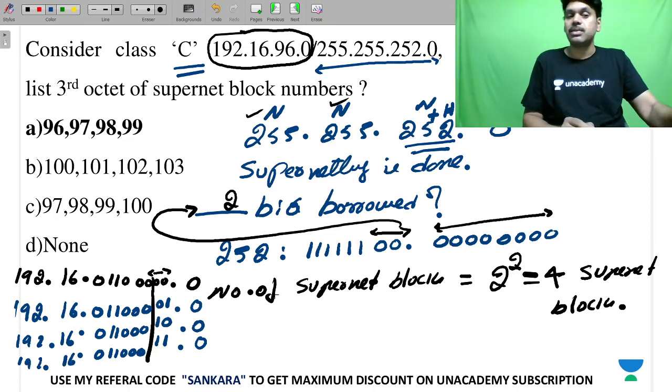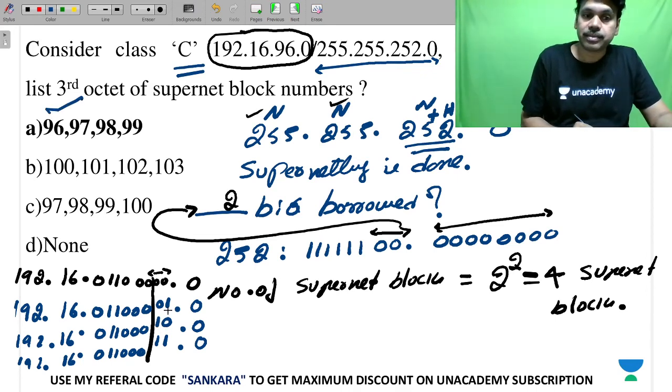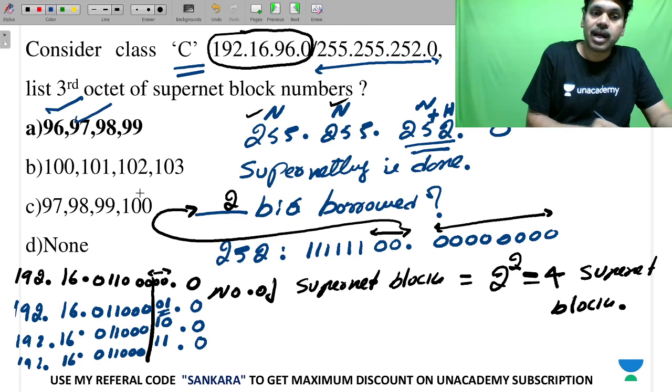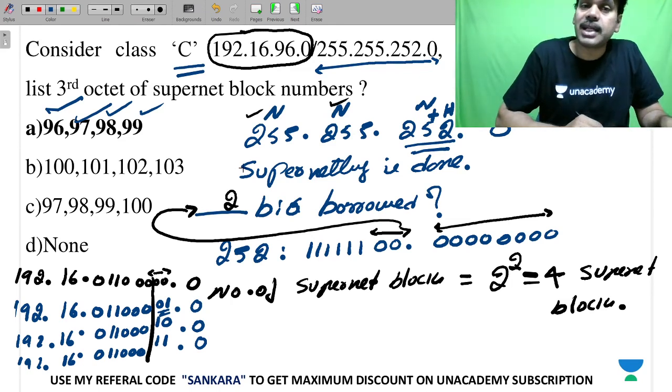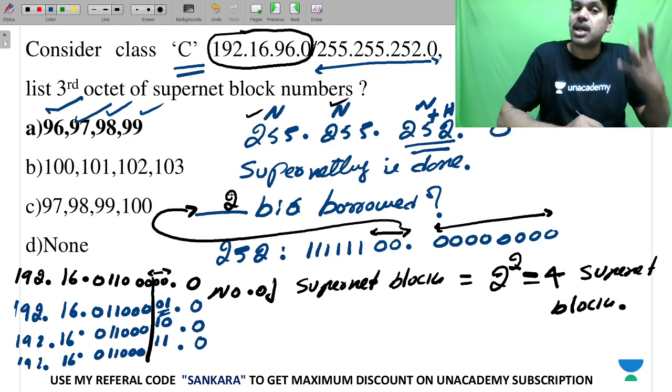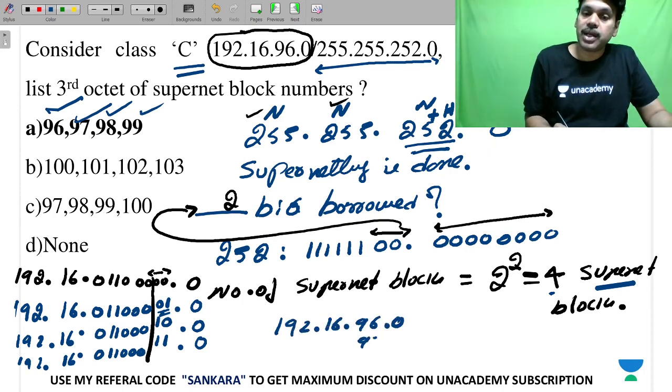So what is your answer? First one is 96, second one is 97, third one is 98, fourth one is 99. This is your answer. So your starting block number is 96, ending block number is 99. You got 4 supernet blocks exactly. Okay. So what are your block supernet numbers? 192.16.96.0, 97.0, 98.0, 99.0.